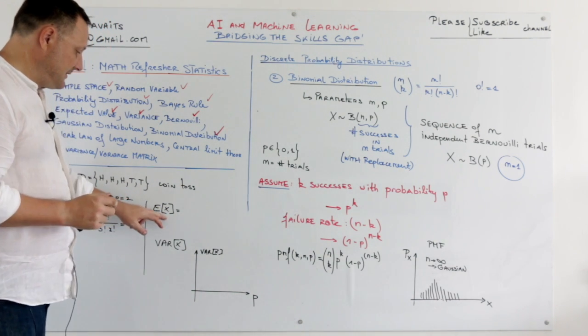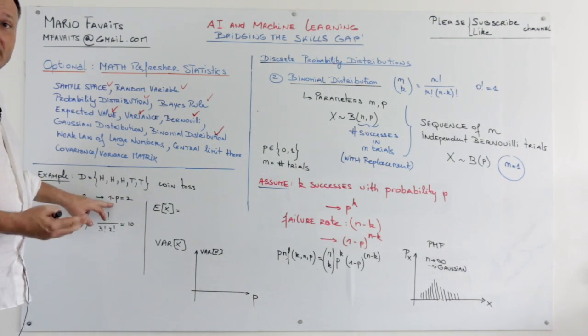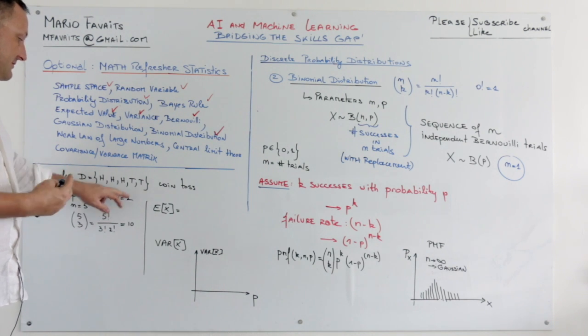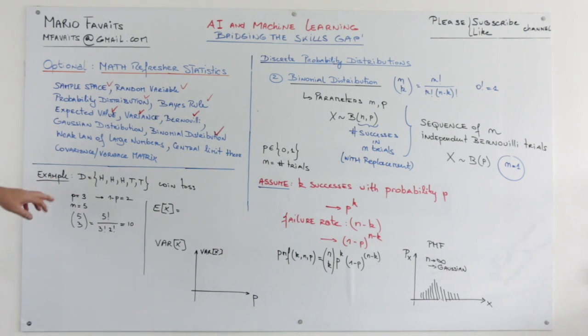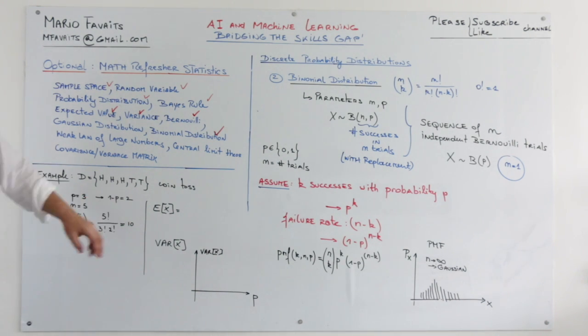Let's take a look at an example. We have 5 coin tosses, 3 heads, 2 tails. The chance of hitting a head is p, and that means the chance of hitting a tail is 1 minus p. We have 5 tosses. So the coefficient is 5 factorial divided by 3 factorial times 2 factorial, and this is 10. So it's quite simple.